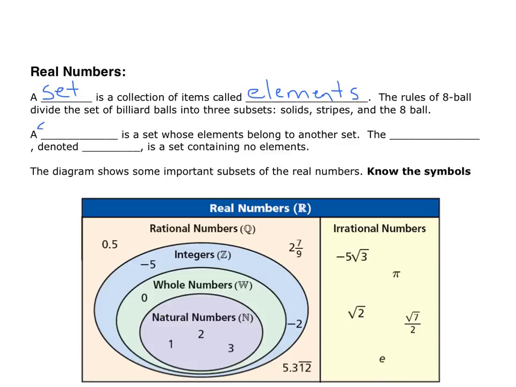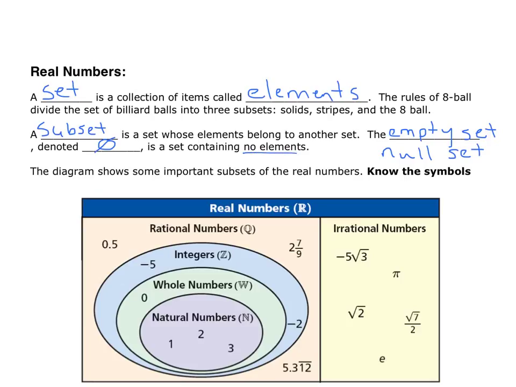A subset is a set whose elements belong to another set. The empty set, also known as the null set, is denoted with a phi. This is a set containing no elements.